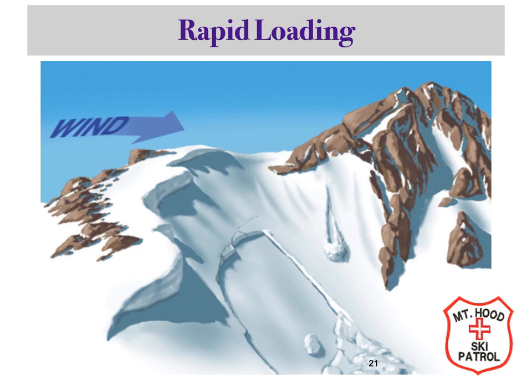This graphic is an example of a natural trigger. Wind loading creates a cornice and loads the leeward slope. A cornice releases, landing on the slope below, triggering a slab avalanche.